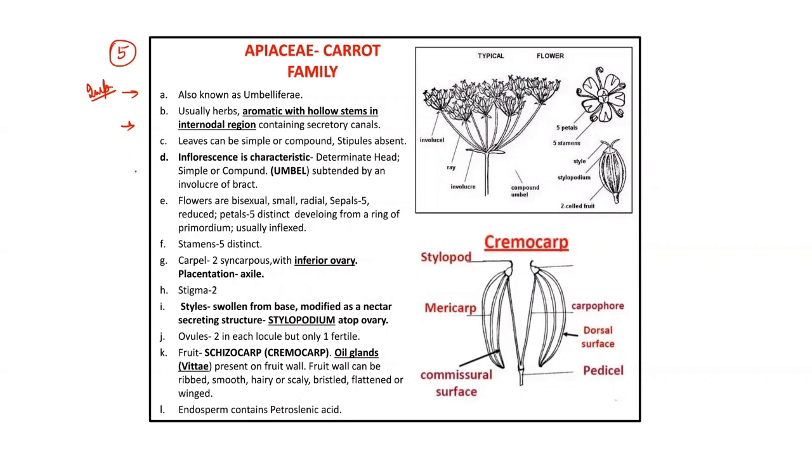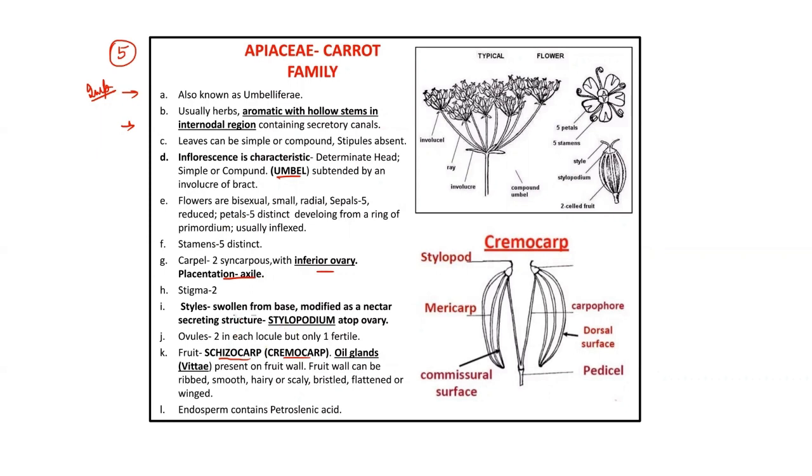Then inflorescence is characteristic, and which is the umbel. So inflorescence is very important in case of Apiaceae. Then ovary is inferior, and placentation is axile. These kind of questions they tend to ask. Then they ask about fruit, which is schizocarp or the cremocarp. And the stylopodium is also important.